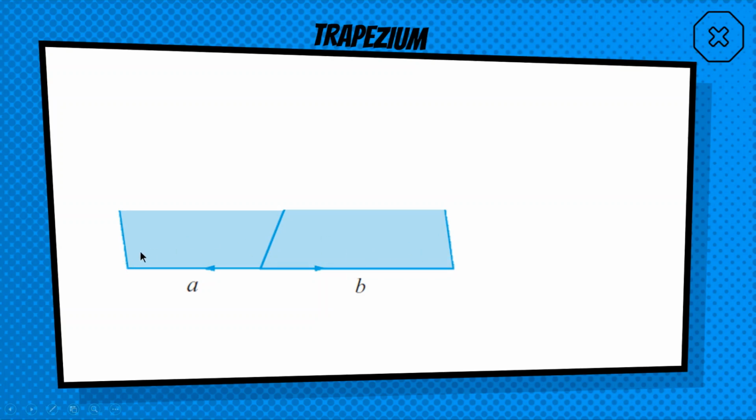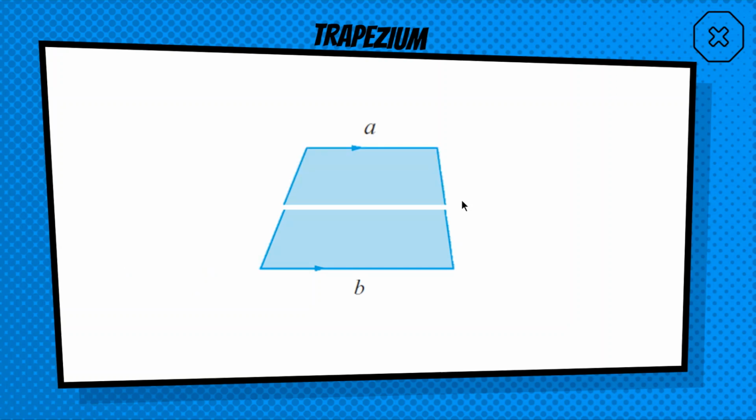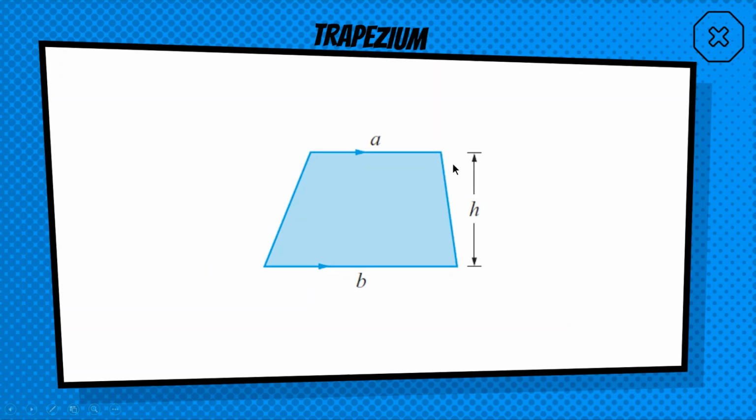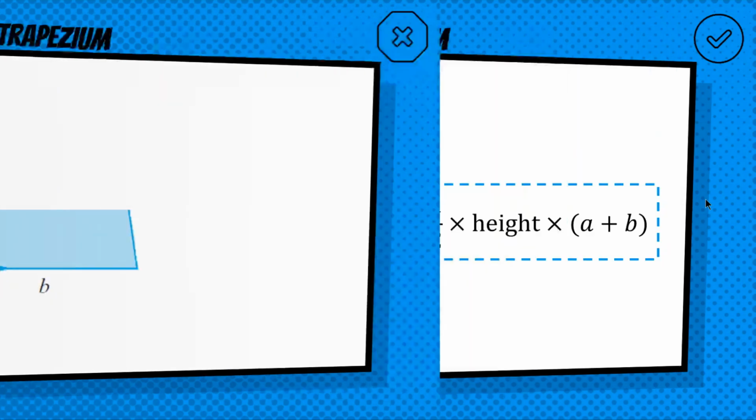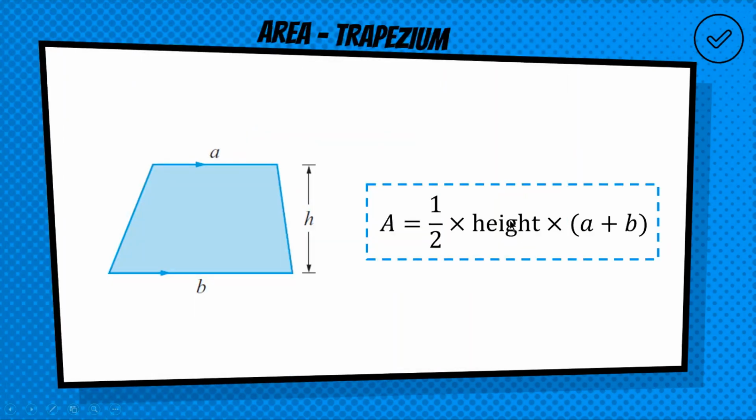Well, now our base is, this is A and this is B, so our base is A plus B, and our height was half of what we started with. Okay, we started with H, we cut it in half, so now this parallelogram's height would be half H. So we multiply those 2 together and we get this. We got half the height multiplied with A plus B.